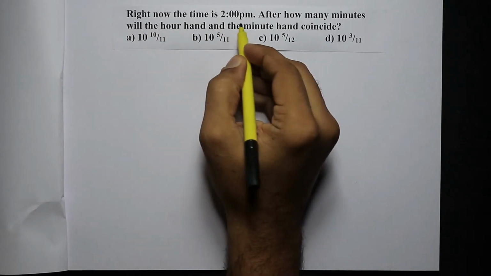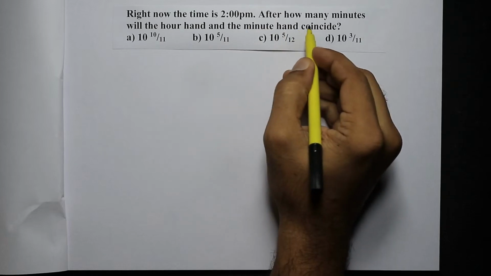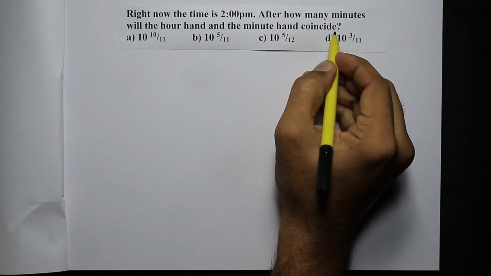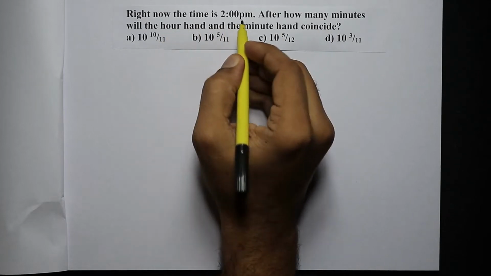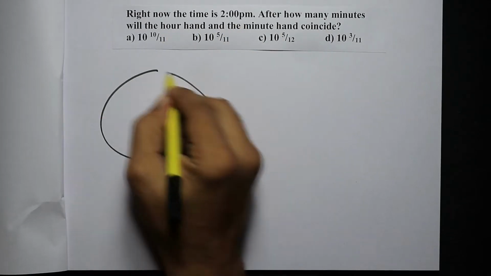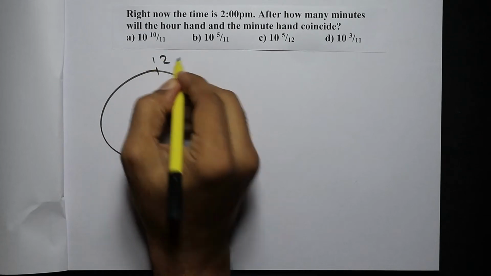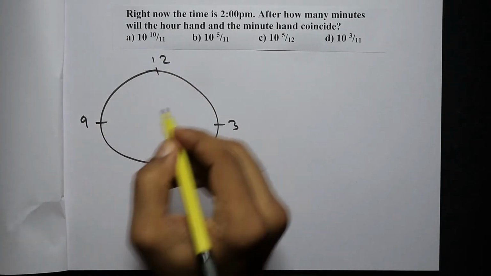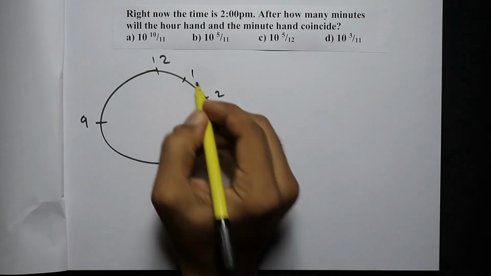Right now the time is 2 p.m. After how many minutes will the hour hand and the minute hand coincide? So right now the time is 2 p.m. We can draw the clock like this. You have 12 here, 3, 6 and 9 here. So you have 2 here and 1 here.